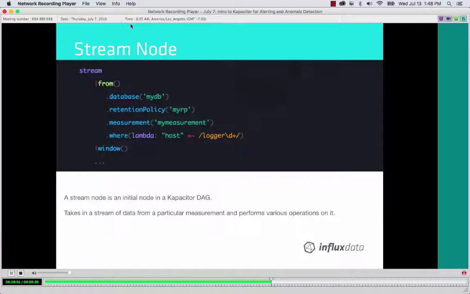The next thing that we have is a stream node. So a stream node is an initial node in the Kapacitor DAG. It takes a stream of data from a particular measurement and performs operations on it. So what I'm saying here is stream pipe from database.mydb, retention policy.myrp, measurement.mymeasurement, where some condition, so where lambda, where host matches some regular expression, and we want to window that data in some way. So this is just what a stream node looks like.